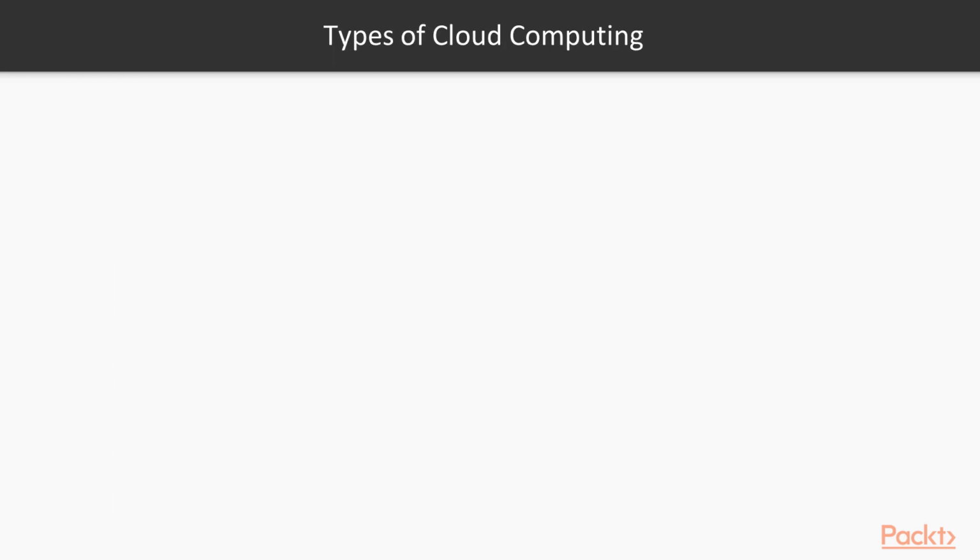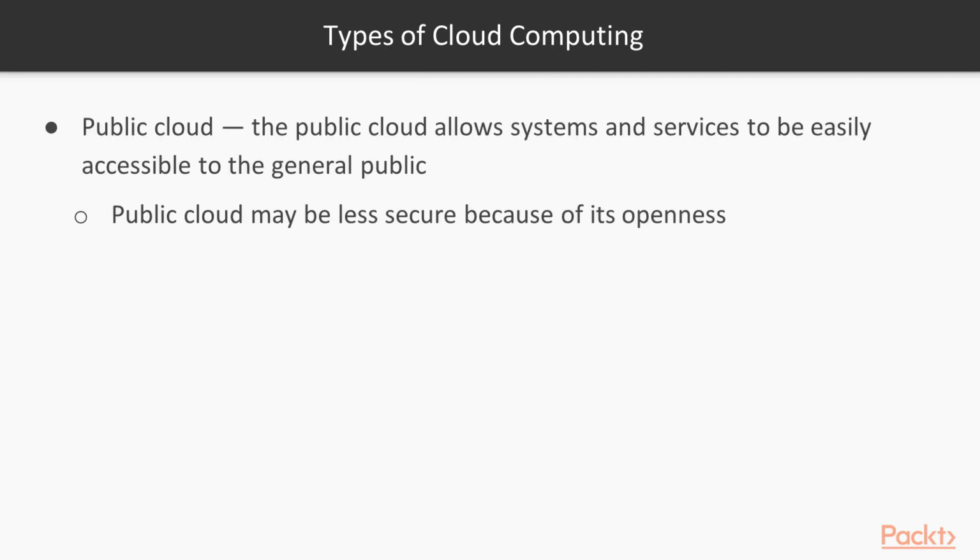Now, what are the types of cloud computing? There are three types of cloud computing. The first one is the public cloud. The public cloud allows systems and services to be easily accessible to the general public. Public cloud may be less secure because of its openness. For example, Gmail is a perfect example of public cloud.